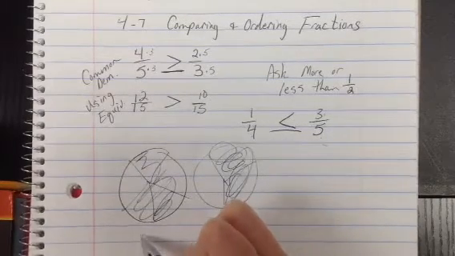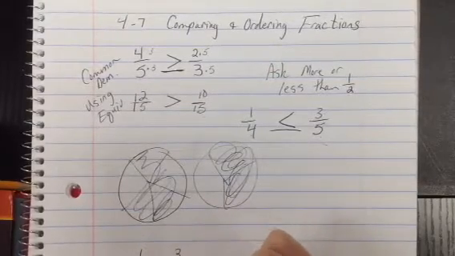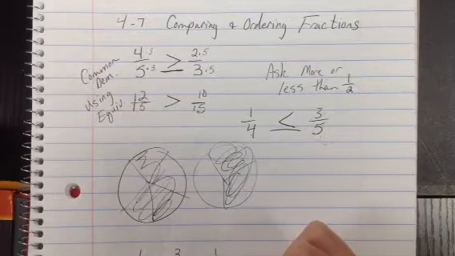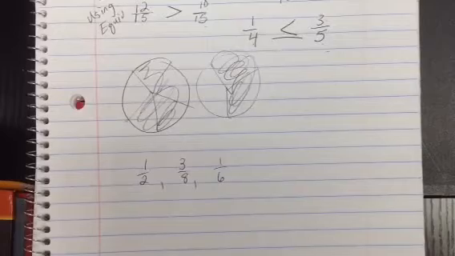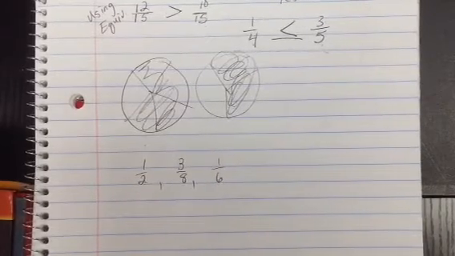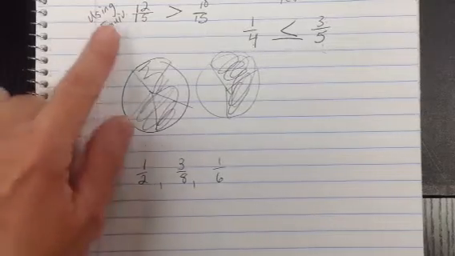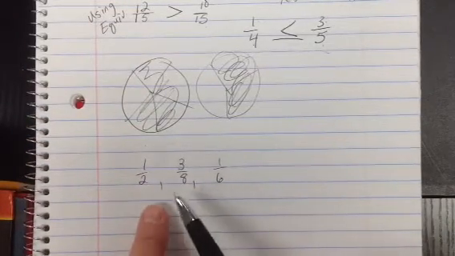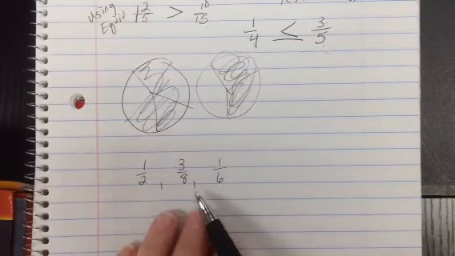Okay? What about if I need to order them from least to greatest? So let's say I need to order 1/2, 3/8, and 1/6. Okay, whoops, 3/8, 1/2, and 1/6. How do I order these? Well, now I have 3 things. So going back to that equivalent fractions is probably a pretty good idea. So I need a denominator. What's a good way to get a denominator?